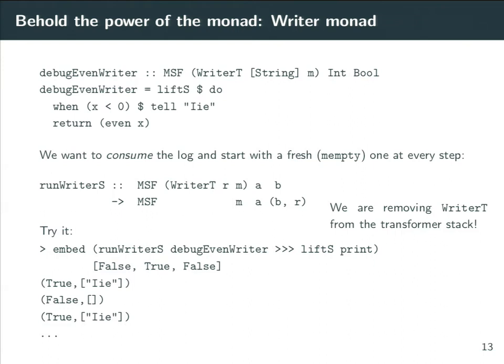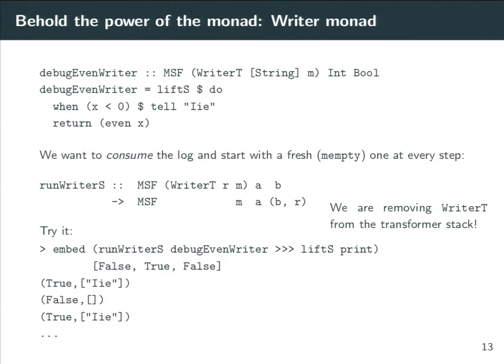But what it does is it applies it at every step. And it gets the thing inside and it gives it to you on the outside. So we're essentially removing one layer of the transformer stack. So this is about nesting effects and then removing them.